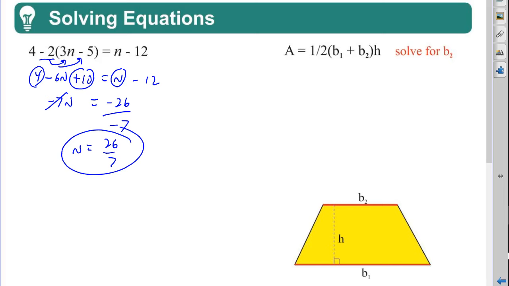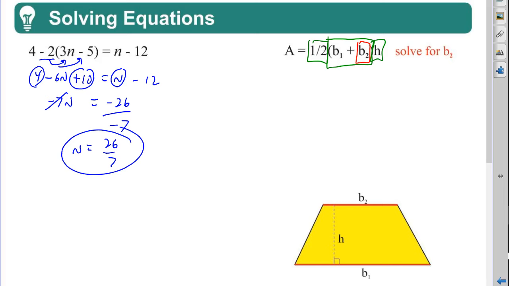So look, always know what you're solving for. Man, I got to get to this B sub 2. I got to move everything else. Now, this is a unique situation. Look what we got here. We have a half times this quantity, then times the H. Well, I can easily move those things then.